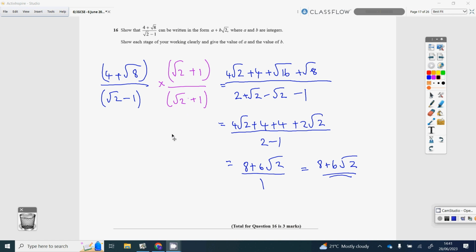So we've now just got pairs of brackets to multiply out. So 4 times root 2 is 4 root 2. 4 times 1 is 4. Root 8 times root 2 is root 16. And root 8 times 1 is root 8. That's 4 clauses in the numerator. And on the bottom, root 2 times root 2 is root 4, which is 2. Root 2 times 1 is root 2. Minus 1 times root 2 is minus root 2. Minus 1 times 1 is minus 1.